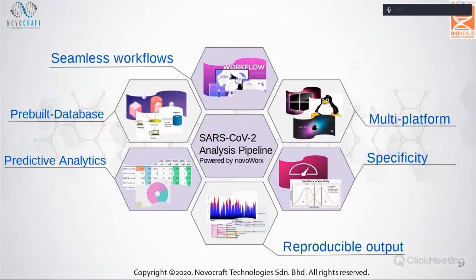To summarize, the SARS-CoV-2 analysis pipeline provides users with a seamless workflow across different platforms such as Mac, Windows, and Linux. In addition, the virus pipeline is also equipped with a pre-built virus and human database, without the need for downloading and re-uploading of the database for virus detection. Another feature includes various predictive analytics to help researchers with better accuracy and specificity. Interestingly, the pipeline also includes reproducible and reusable output in figure and table format.